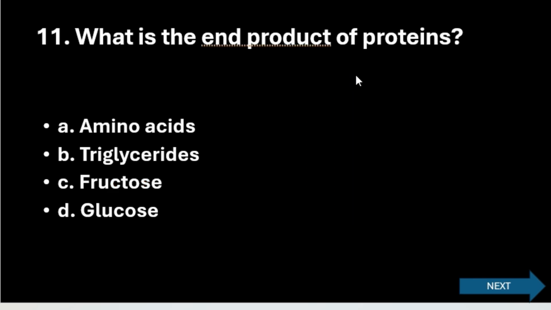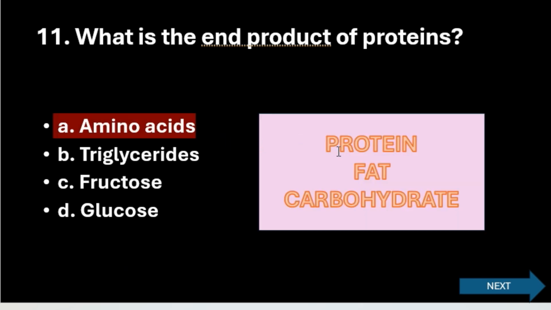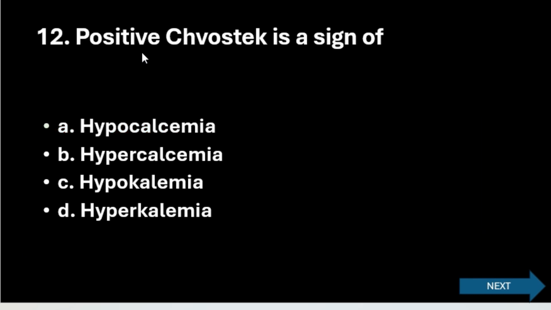What is the end product of proteins? Amino acid, triglycerides, fructose and glucose. Here again about the protein digestion, fat digestion and carbohydrate digestion. Amino acid is for the protein digestion, triglycerides from fat digestion, fructose, glucose and all for the carbohydrate digestion.